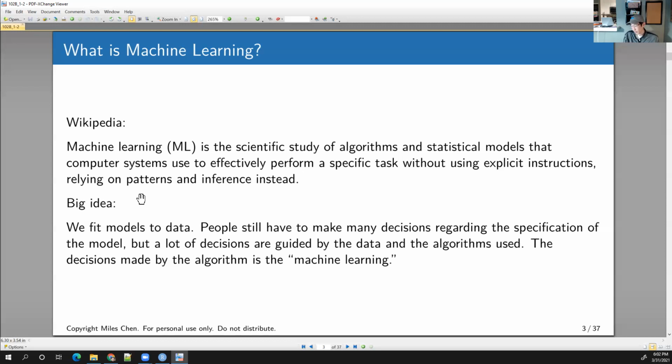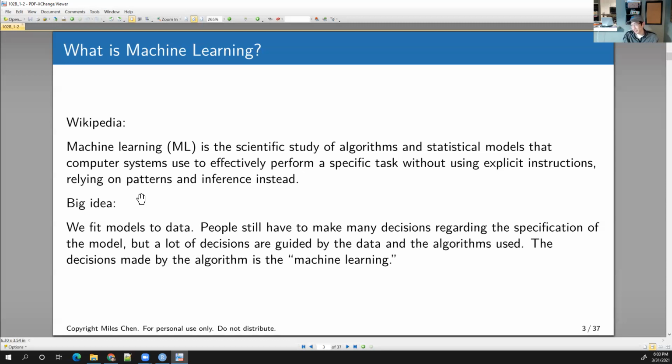And so the big idea is that what we're trying to do is fit a model to data, okay? And of course, we still have to make decisions regarding the specifications of the model, what this model is going to look like. But a lot of the other decisions are guided by the data and the algorithms that we use, okay? And the decisions made by the algorithm, we can say is the machine learning part, okay? But of course, which model are we going to use? What this model is going to look like, that's up to the human.